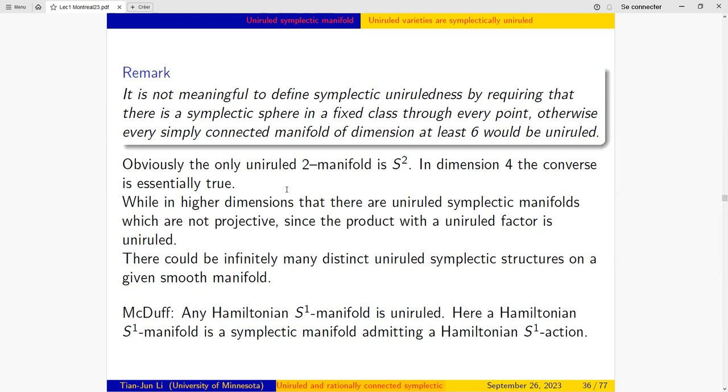In dimension two, the uniruled manifold is as before. Well, in dimension four, when I say the converse is essentially true, what I meant is that up to diffeomorphism, all symplectic uniruled four manifolds are projective. There is an issue about symplectic structures, because maybe some symplectic uniruled four manifolds are not Kähler. This is not completely known.